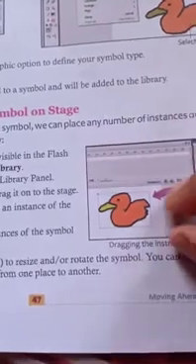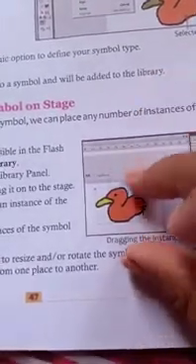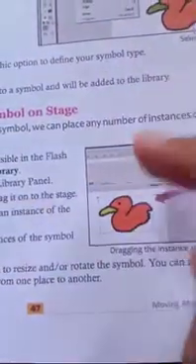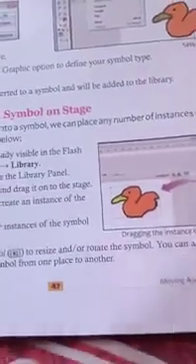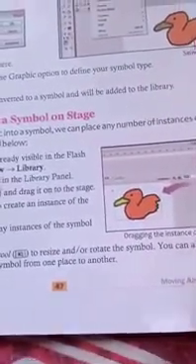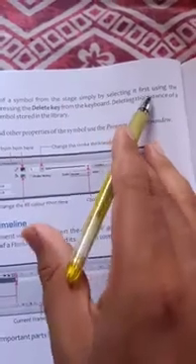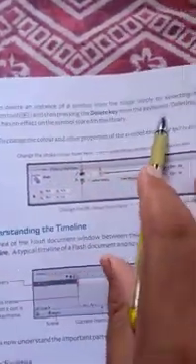You can resize, increase the size, decrease the size, or rotate the symbol however you want, and you can do it easily with the symbol. You can delete an instance of a symbol from the stage simply by selecting it first using the selection tool and then pressing the delete key on the keyboard.